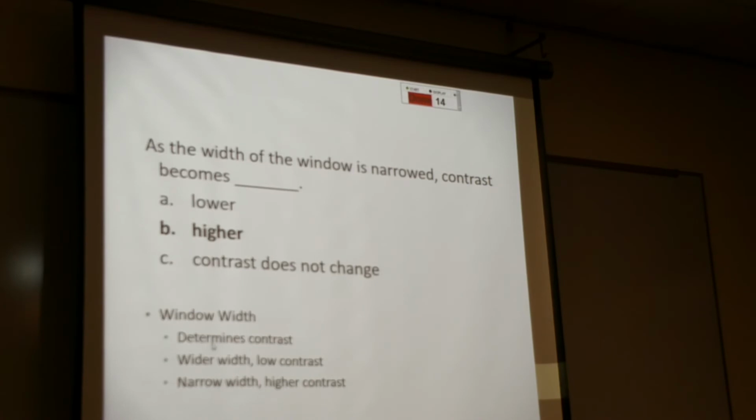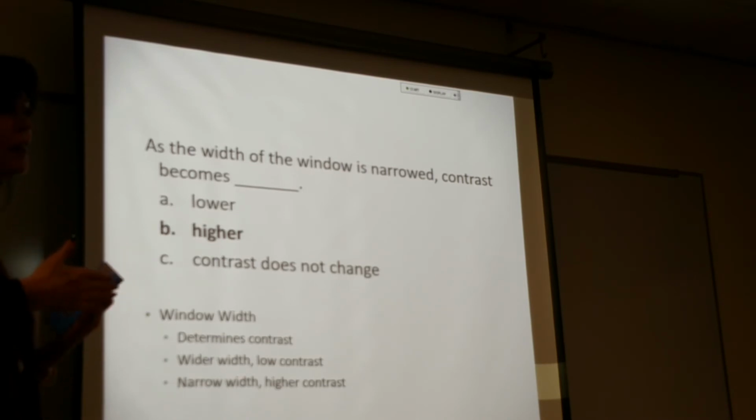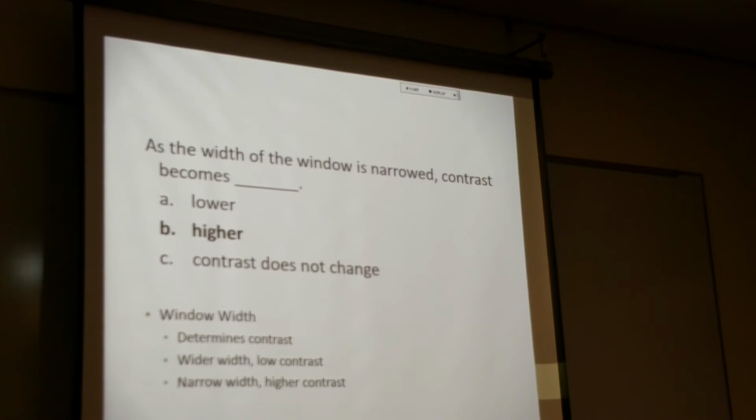Okay, so window width determines contrast. What is the window width? It's the ability to change the contrast. So do you want a wider or higher or lower contrast? You can change that on the computer. You pull up an image, can't you change it to make it look more black and white, or change it to look more gray? And what you're manipulating is the window width.